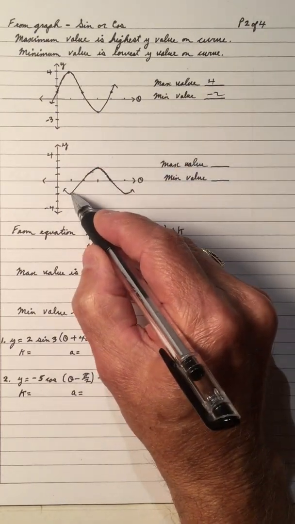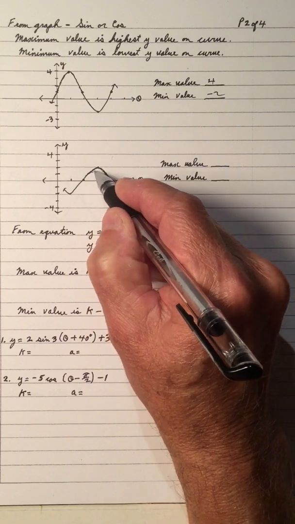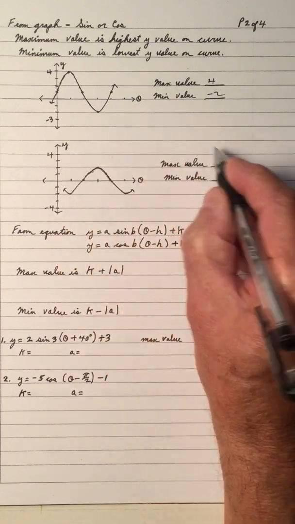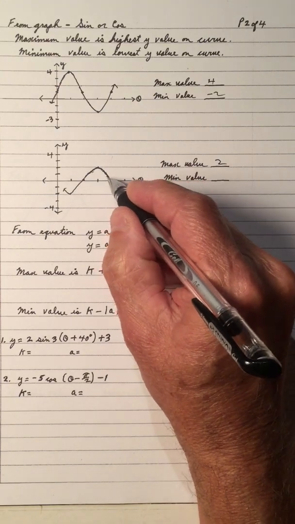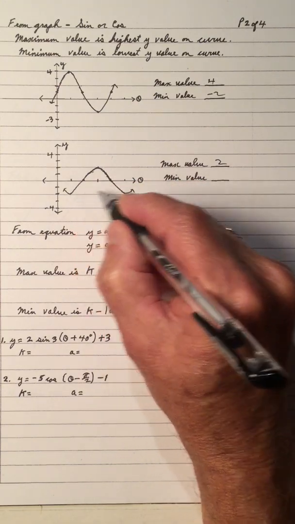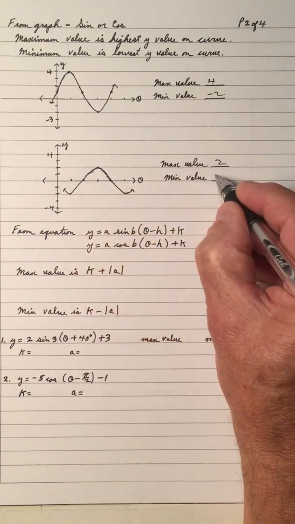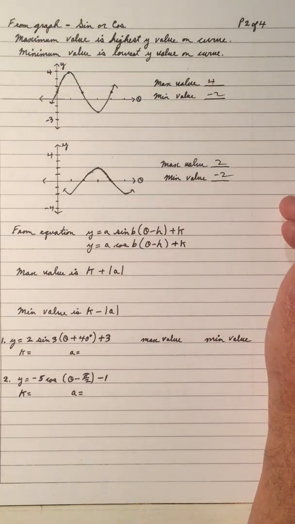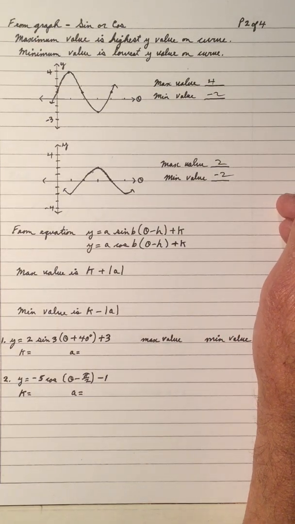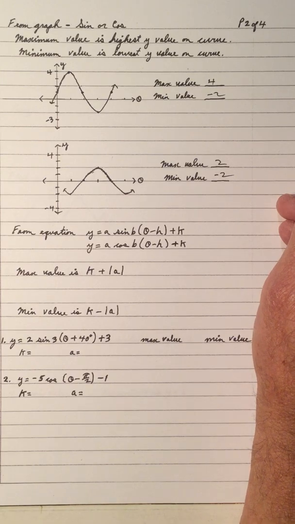If you take this curve, the highest one is right here, and that's a 2. And the lowest one is right here, or here, is -2. So the max is the highest value on a curve, the min is the lowest value on a curve.